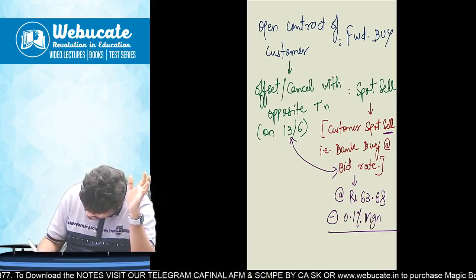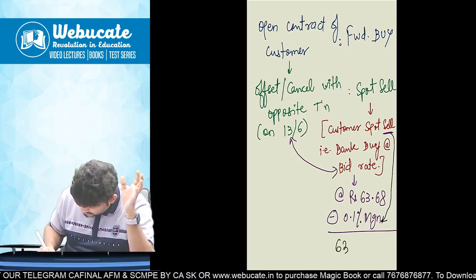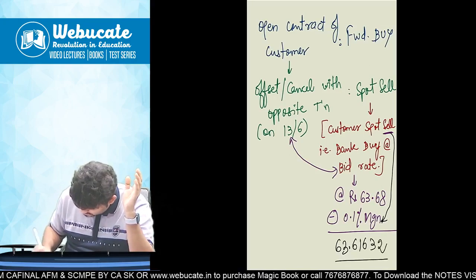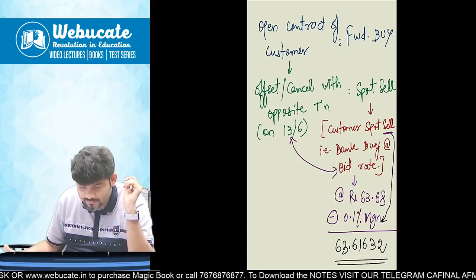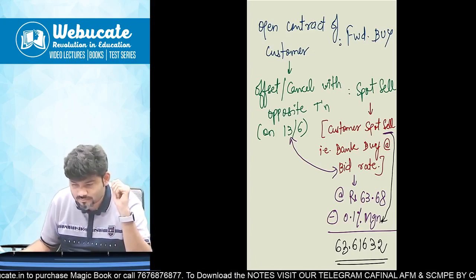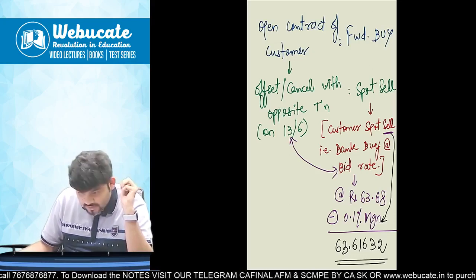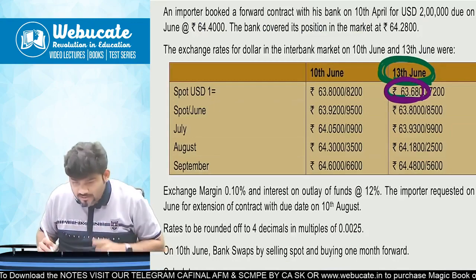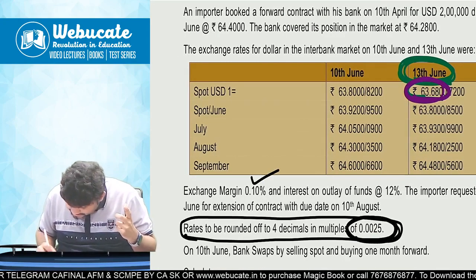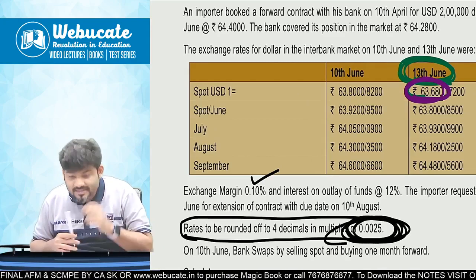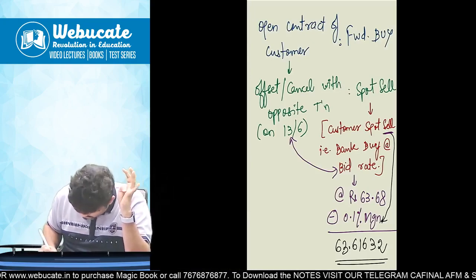So 63.68 minus 0.1% will become 63.61632. Got it? Now listen to me very carefully. Very important point they have made. Exchange margin at the rate of 0.1% taken care of. See here, rates to be rounded off to 4 decimals in multiples of 0.0025. Yes, that point has to be taken care of. So what is happening here?